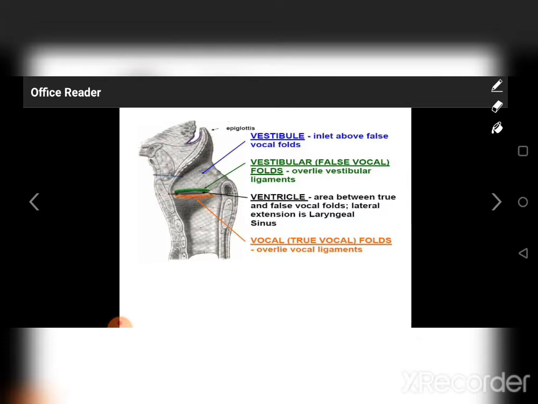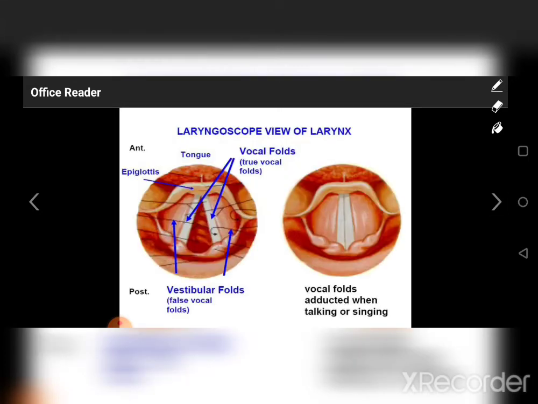So in the upper plane we have vestibular, and in the lower plane we have the vocal fold. So true vocal folds lie below and false vocal folds lie above. Remember this thing, this is very important. So in the diagram we can see the vocal folds.